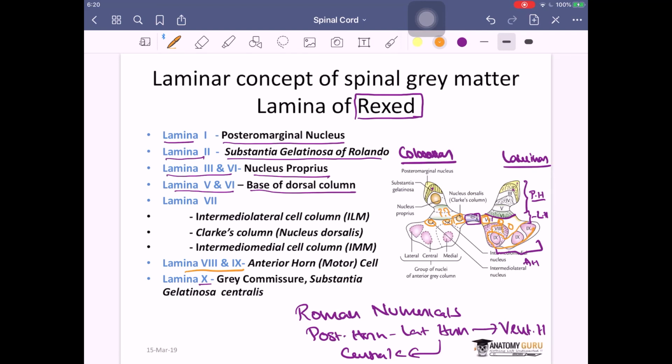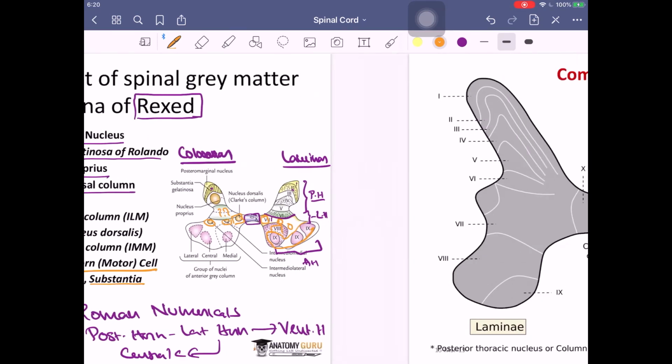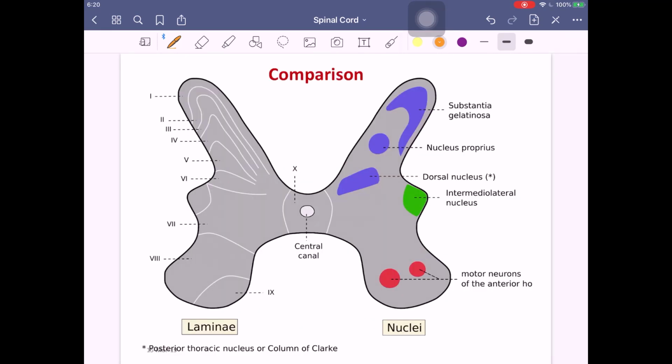Here you can see 9 is present all along, and 8 is present behind this. So this is for your anterior gray column. All your medial, lateral and central gray column nuclear concepts that we gave are accommodated in lamina 8 and 9. Lamina 10 was not seen in the columnar concept, but in the laminar concept it is given around the central canal of the spinal cord. That is your gray commissure, and it is also called substantia gelatinosa centralis. So those are the two areas in front of and behind your central canal. This is your Rexed lamina.